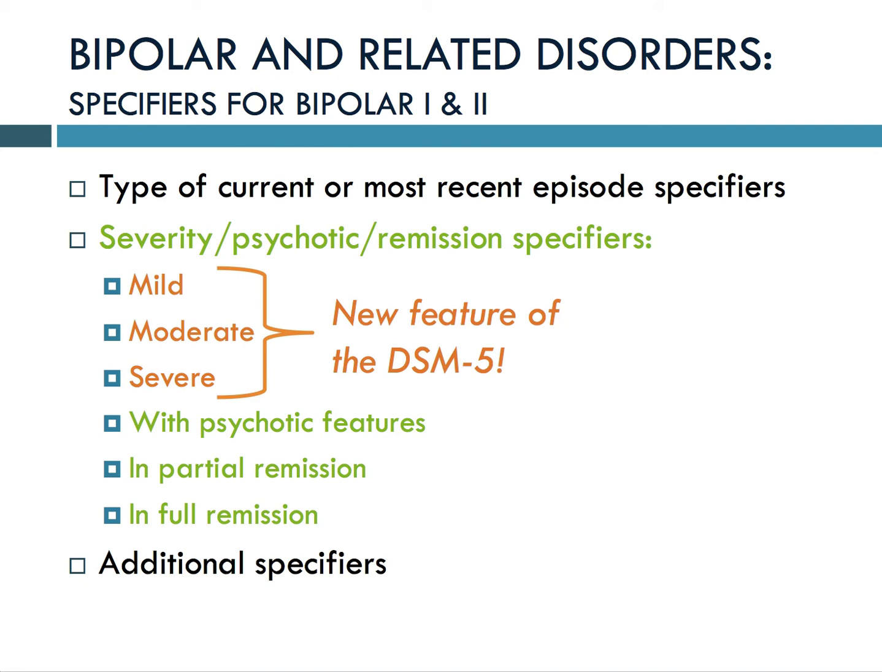As I mentioned during the lecture on diagnosis, one of the things that changed from the DSM-4-TR to the DSM-5 was to replace the Global Assessment of Functioning, or GAF score, with a narrative description of symptom severity. So the DSM-5 provides 3 general severity of symptoms: mild, moderate, and severe.